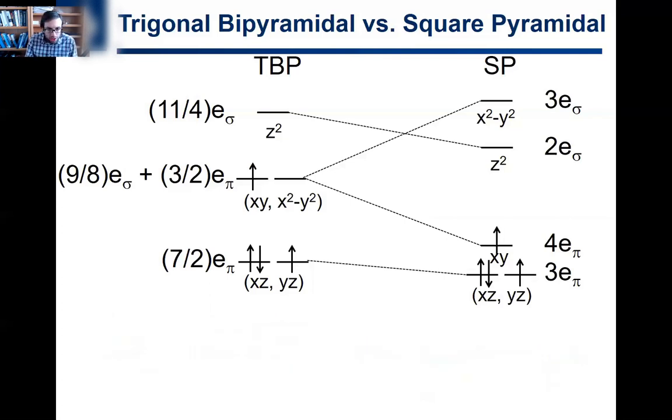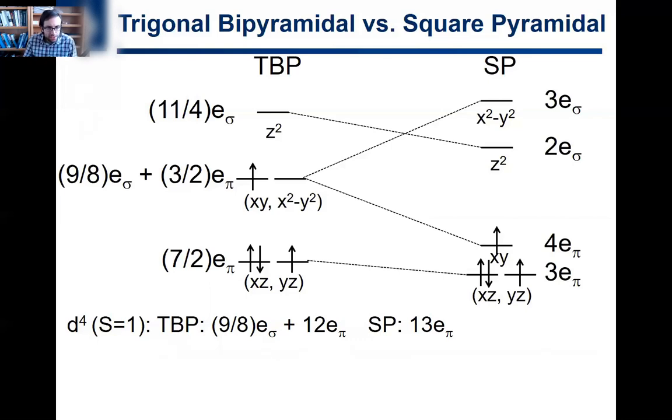We can go look at another spin state. So this would be a triplet, 2s plus 1, D4 configuration. And here it's pretty clear that square pyramidal is going to win because, again, we have one electron in this 9/8 E sigma term. That's very large.